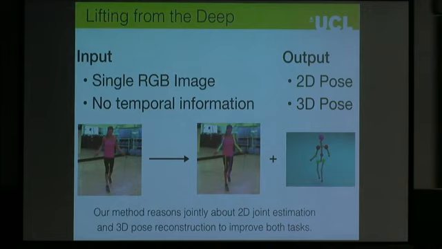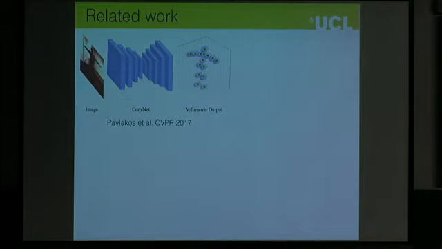The reason for this is that these two problems are actually very coupled. Obviously, to be able to reconstruct the pose into 3D, it's useful to know where the 2D joints are in the image. But also, if we know what the pose is in 3D, we can improve our 2D estimations. And this is also quite an exciting thing.